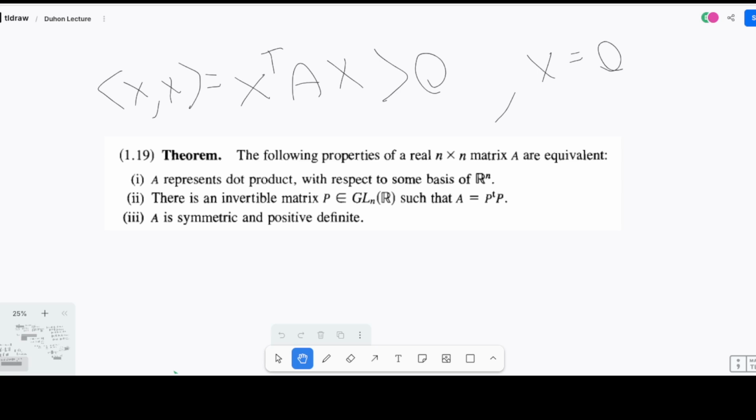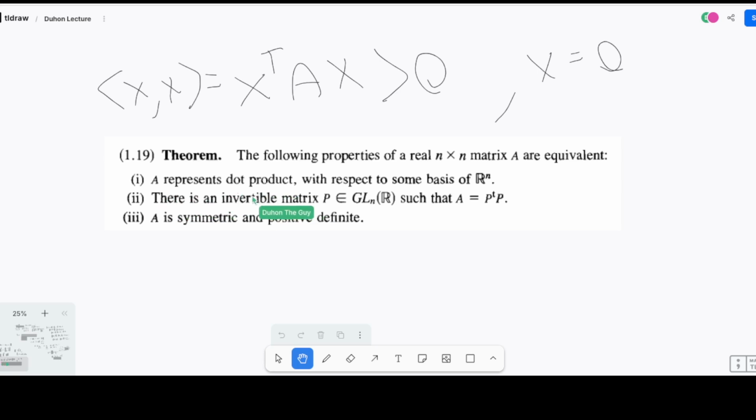All right. So, as we can see here, this is going to be a very important theorem. The following properties of a real n by n matrix A are equivalent. So these three are going to be saying the same thing basically. One, A represents a dot product with respect to some basis of R^n. So A is a matrix for some bilinear form.